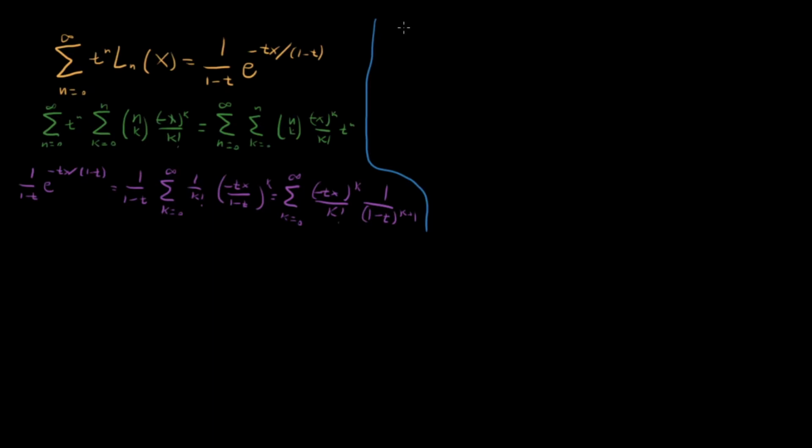First, let's recall the geometric series. You'll recall that what the geometric series tells us is that this sum right here, from n equals 0 to infinity of t to the n, is equal to 1 over 1 minus t, which is exactly what we want down here, except raised to the k plus 1. So how can we get this thing raised to the k plus 1?